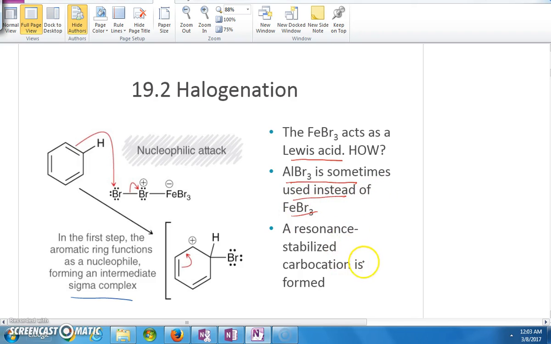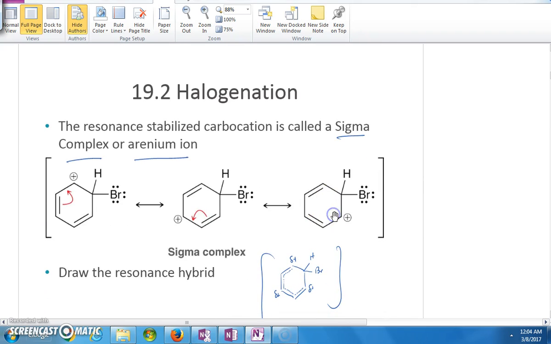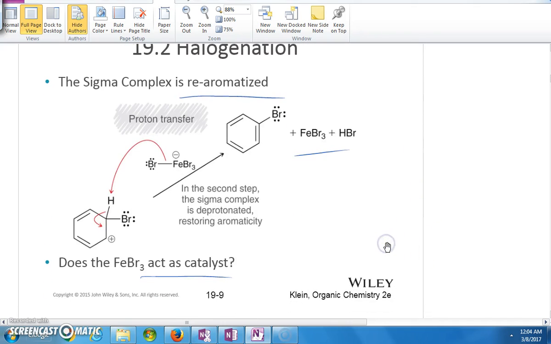A resonance stabilized carbocation is formed, which we call an arenium cation or a sigma complex. Make sure you note this name, the sigma complex. This resonance stabilized sigma complex or arenium ion is then formed, and of course, this is what the hybrid looks like. And then you can have the proton transfer and the restoration of aromaticity.